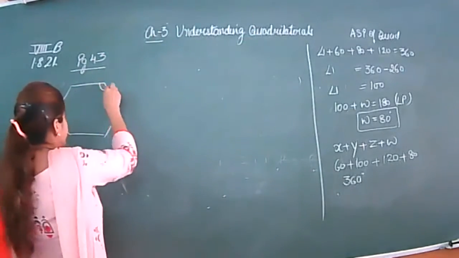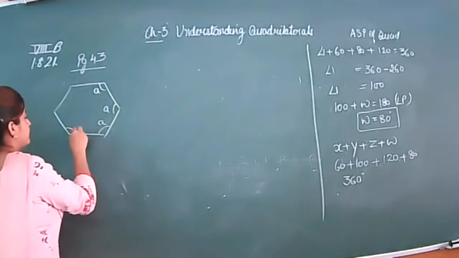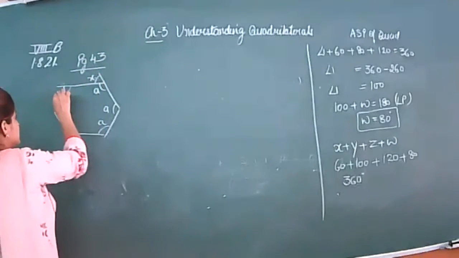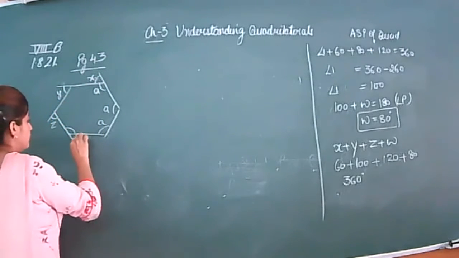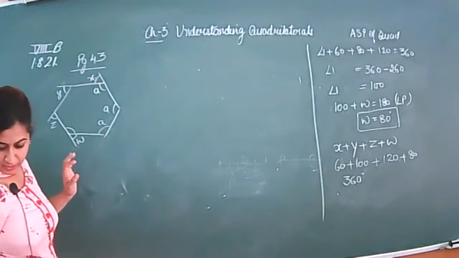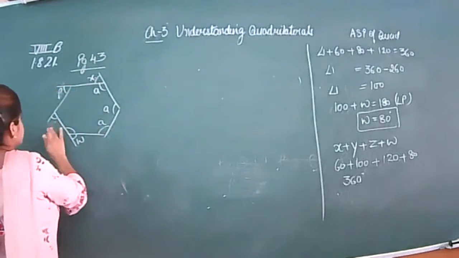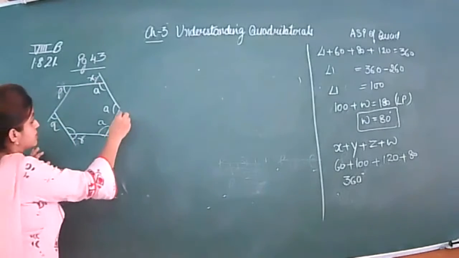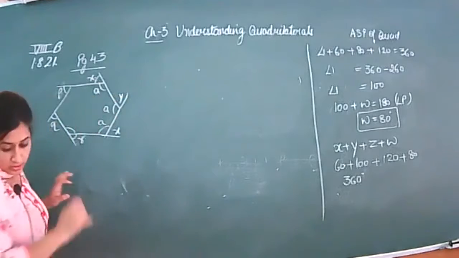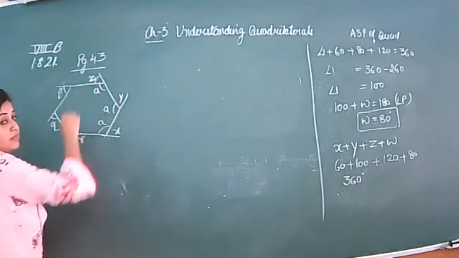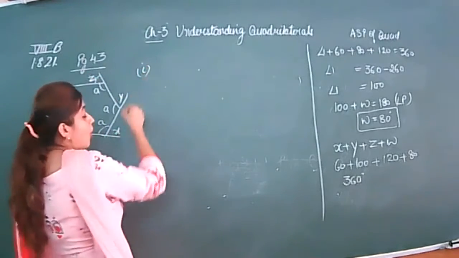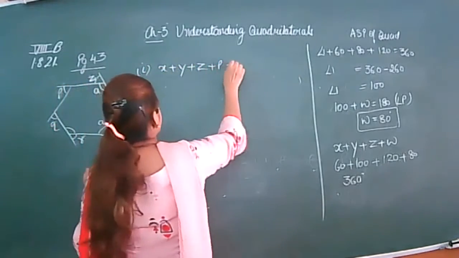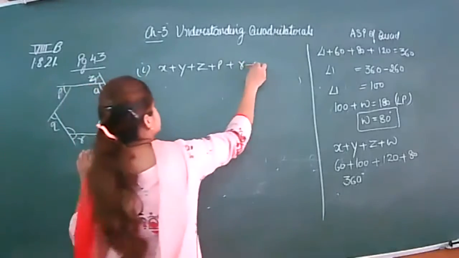Each interior angle is a and each exterior angle is x, y, z, w, p. This is your p. This is q. All these angles are given. This is r. This is x. This is y. And this is your z. So you have to find the sum of all x plus y plus z plus p plus r plus q.